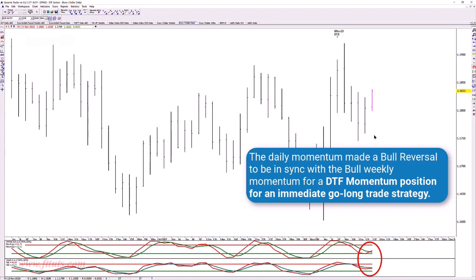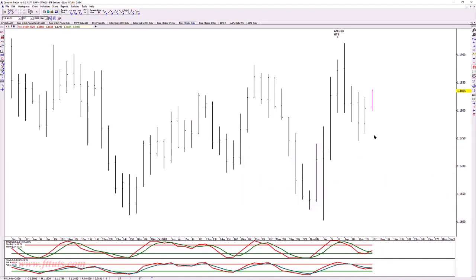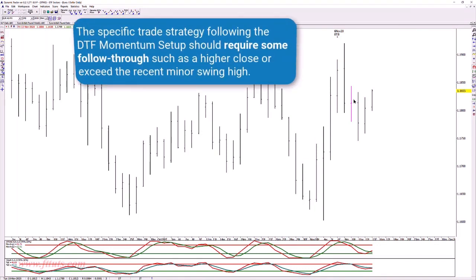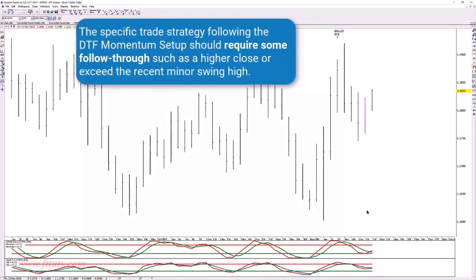What I like to see is once we have the dual time frame momentum setup, that's the setup. And then the entry trigger would be some sort of follow through on the next bar. In this case, the next day. So follow through can be a higher close. It can be exceeding a minor swing high, something that indicates that we've made the bull reversal and the momentum. Now let's see if the market's going to follow through.